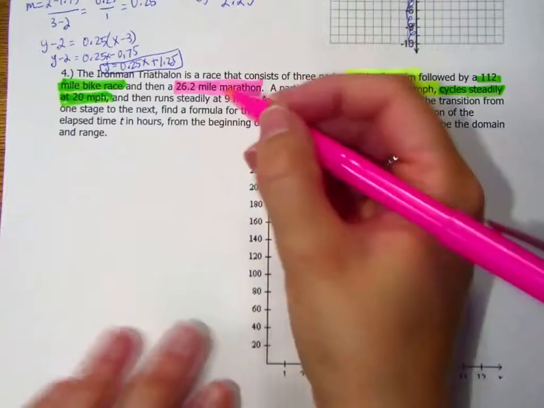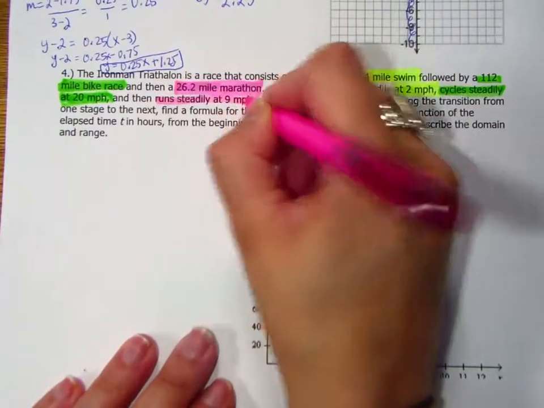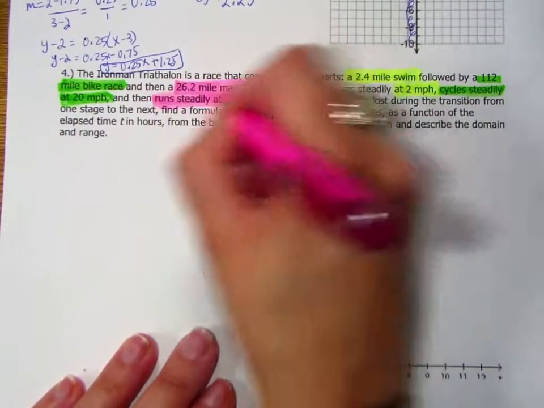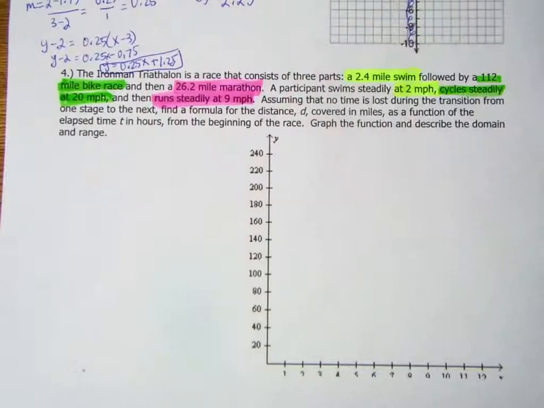And then we are running 9 miles per hour. I would think for a marathon, that's a pretty good pace. I'm no expert. Megan, you're a runner. Yeah. That's a pretty good marathon pace.